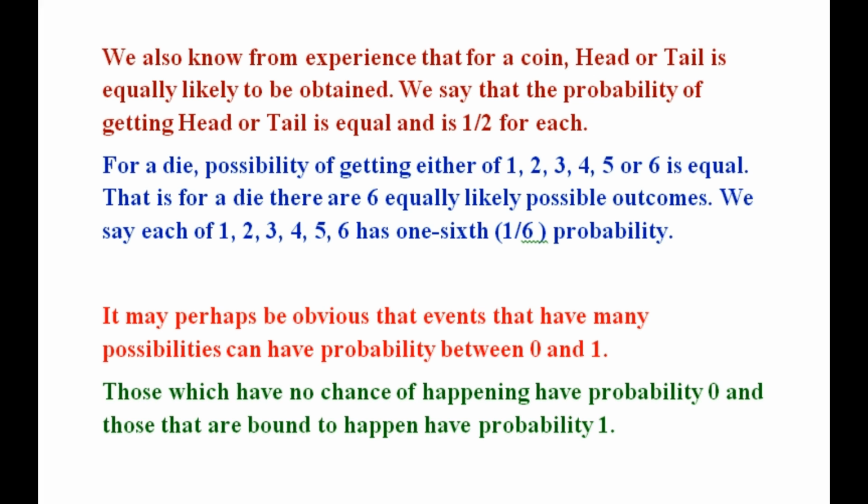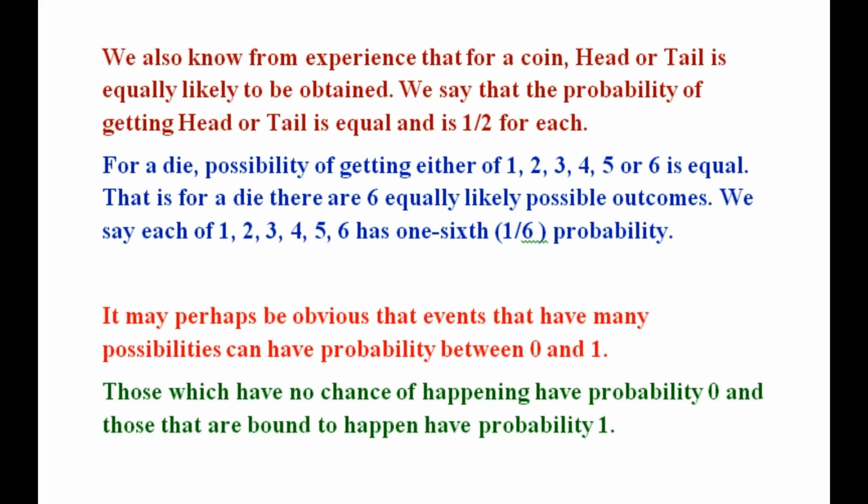We also know from experience that for a coin, head or tail is equally likely to be obtained. So we say that the probability of getting head or tail is equal, and that is 1 by 2 for each. Now come to the die. For a die, the possibility of getting any of 1, 2, 3, 4, 5 or 6 is equal. So for a die, there are 6 equally likely possible outcomes. We say each of 1, 2, 3, 4, 5, 6 has 1 by 6 probability.